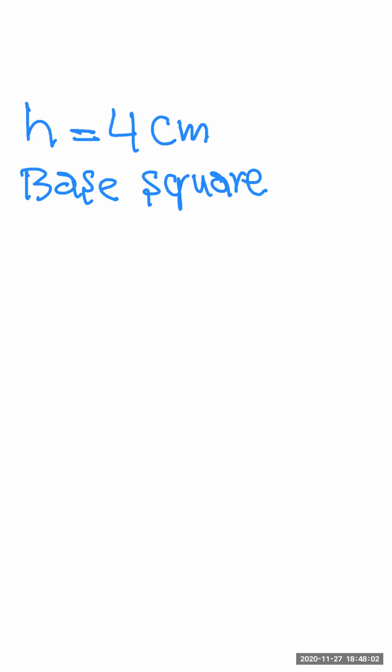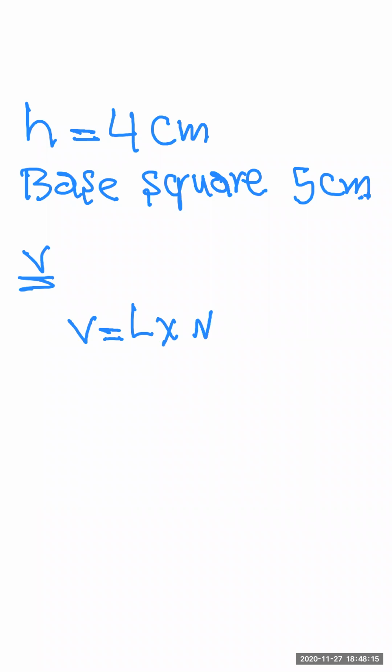Okay, a cuboid with a square base of side length 5 centimeters. Find the volume. Volume will equal length times width times height, or height times the area of the base, which will equal 5 times 5, 25, times 4, which equals 100. So the volume will equal 100 cubic centimeters.